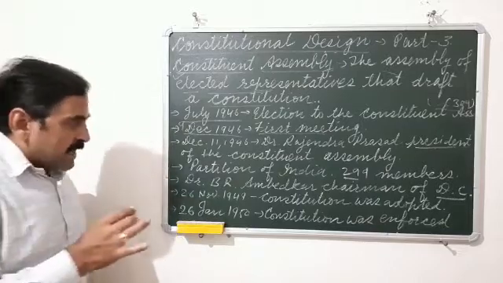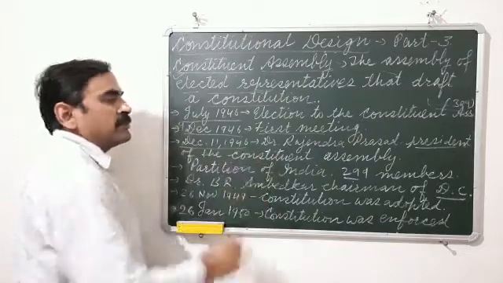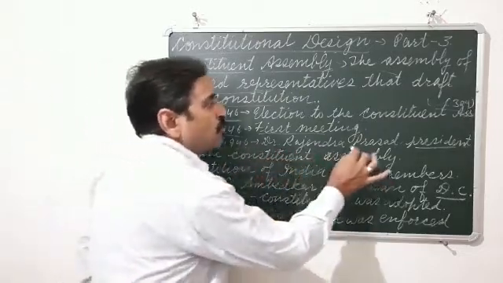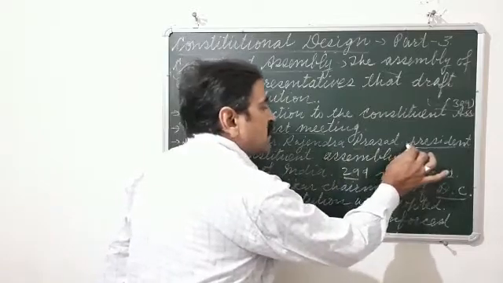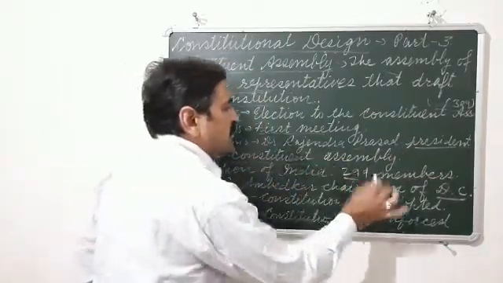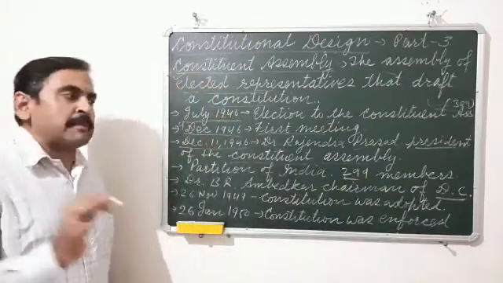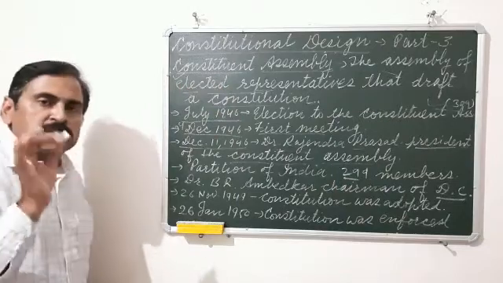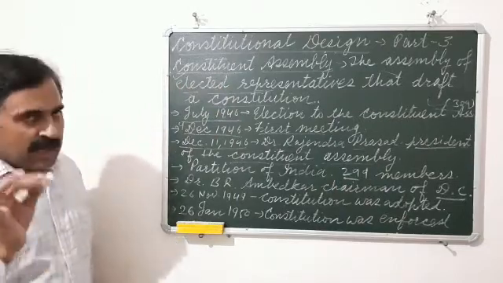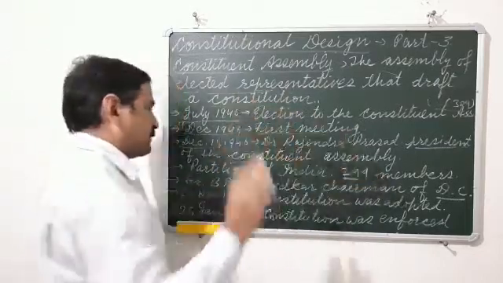Later on, the second meeting took place on December 11, 1946, and Dr. Rajendra Prasad was elected as the president of the Constituent Assembly. It is very important, you must memorize it. Who was the president of the Constituent Assembly? The answer is Dr. Rajendra Prasad.